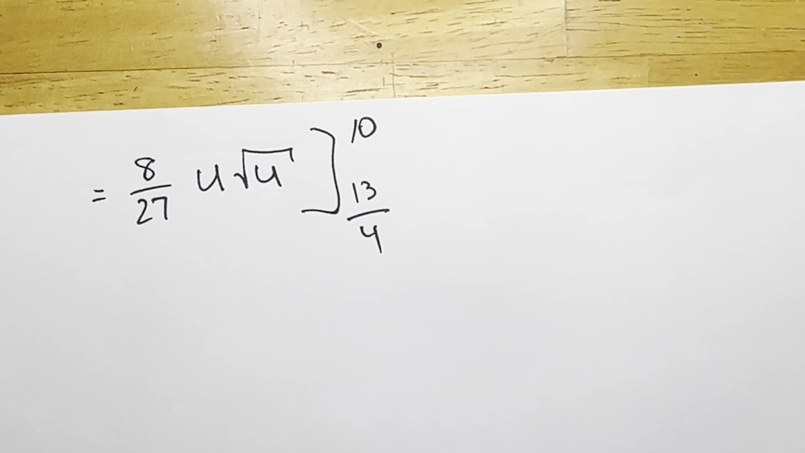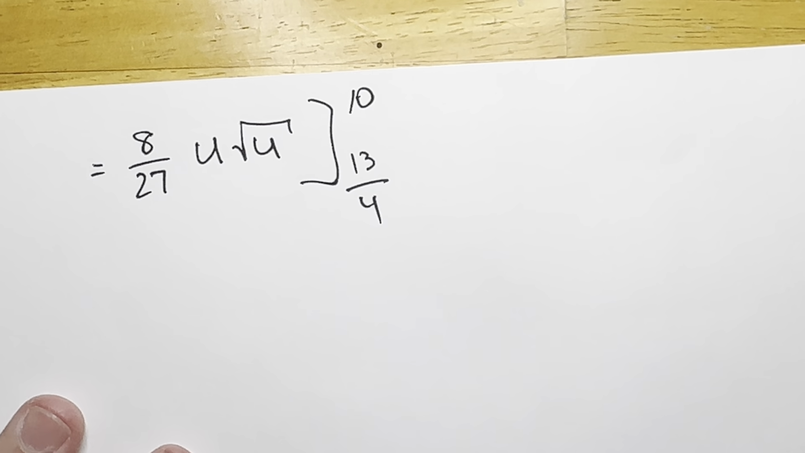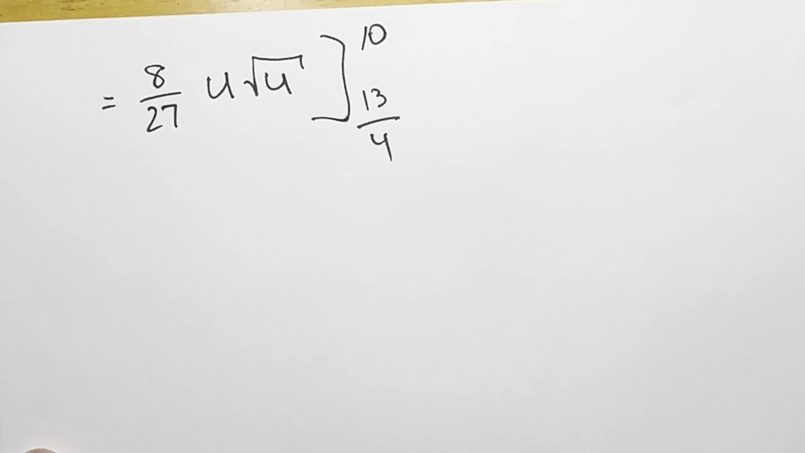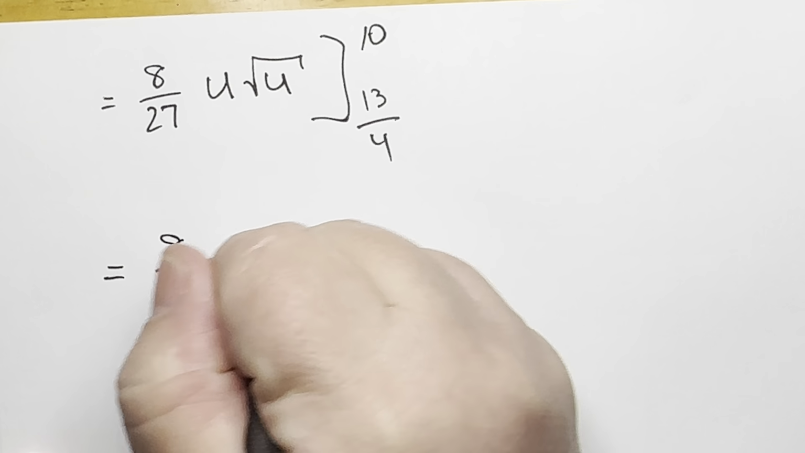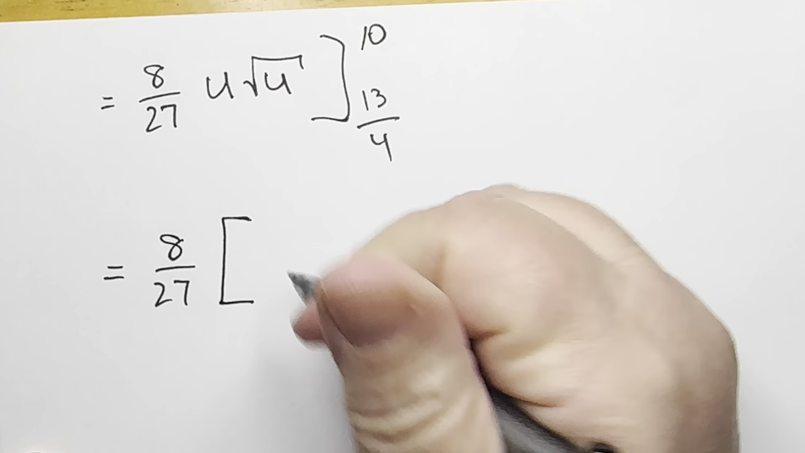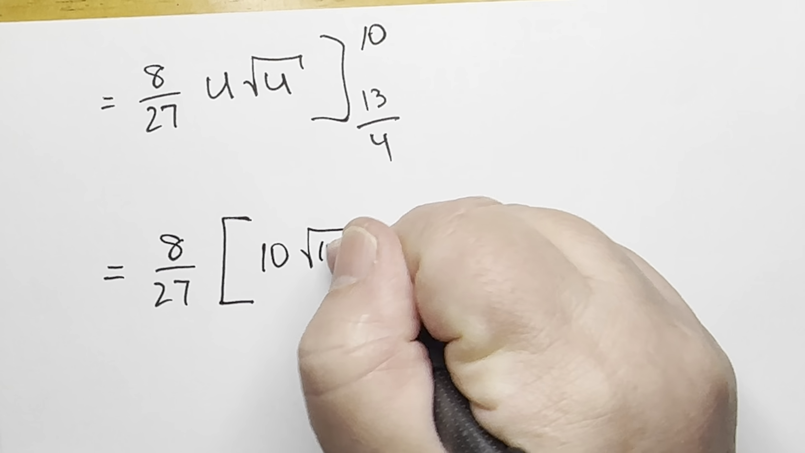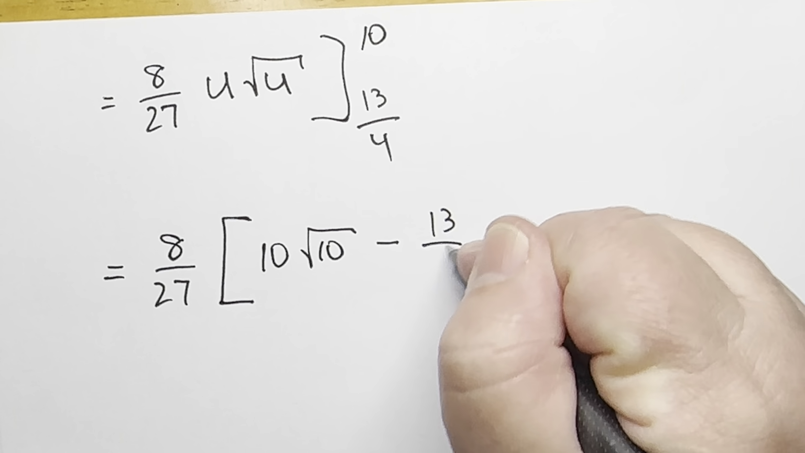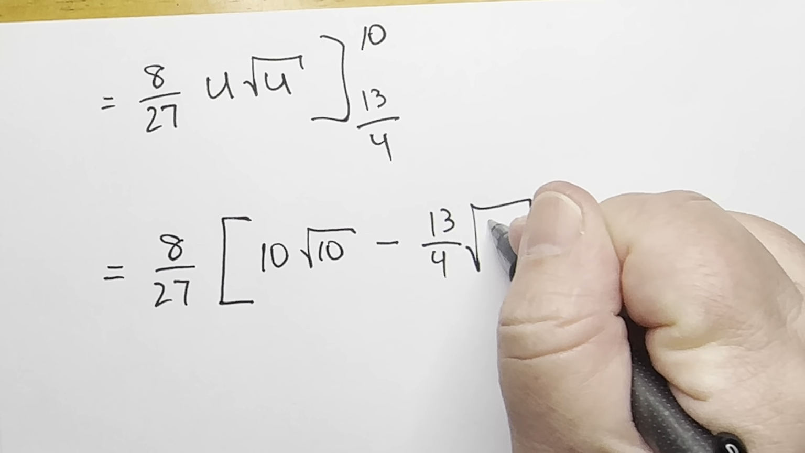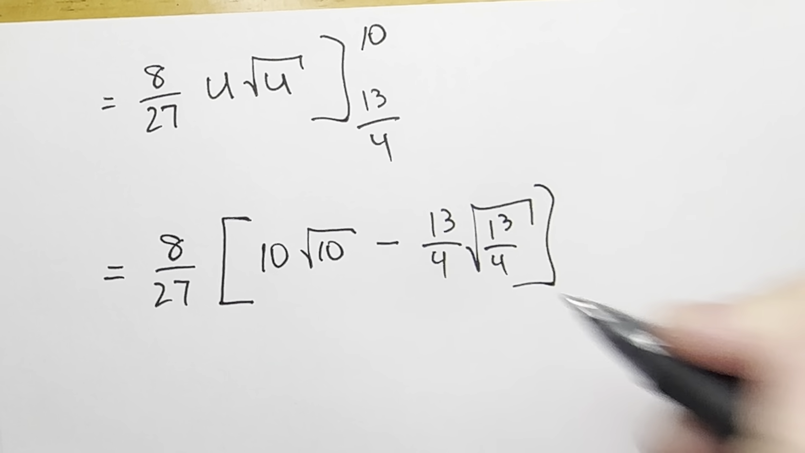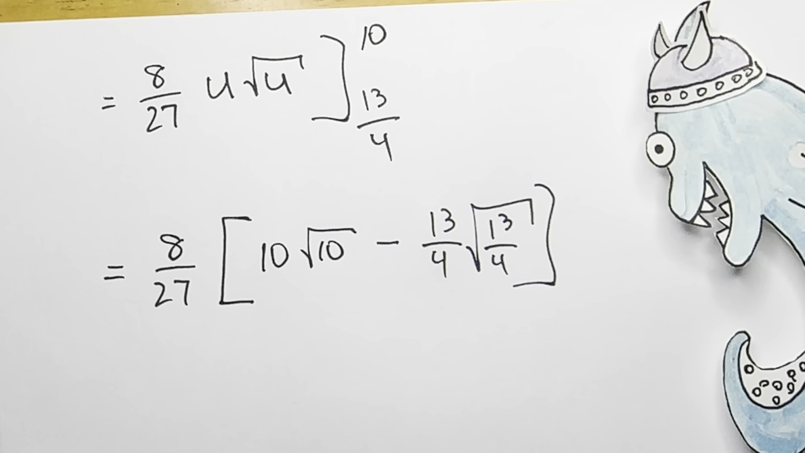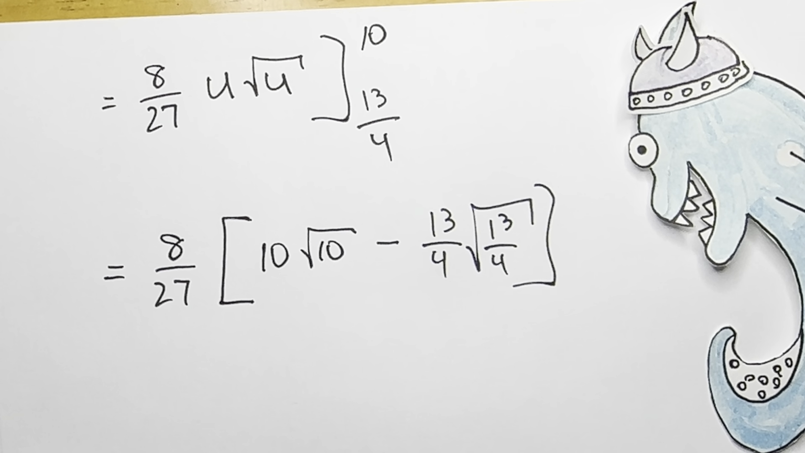And so then, woohoo, we're going to go ahead and plug these values in. So this is 8/27 times 10 radical 10 minus 13/4 times radical 13/4. Which I personally think is so much easier than cubing anything, especially 13s. You don't need to cube 13. Really, you don't. And so then the next question is, what do we even have here?